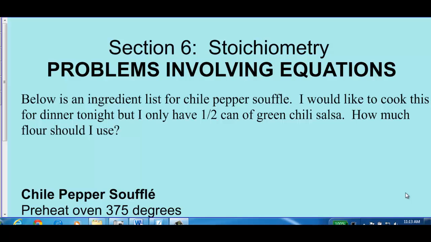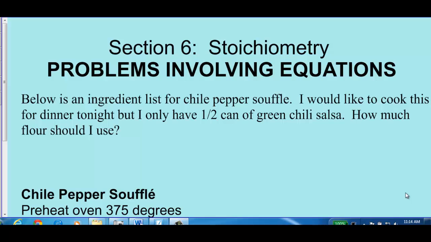Hi everybody, welcome back. This is Unit 8, Lesson 8, and we're in Section 6 of our Mathematics of Equations notes. The section title, I know it's hard to read, is called Stoichiometry. And stoichiometry are mathematical calculations in chemistry that require a reaction or an equation to solve.